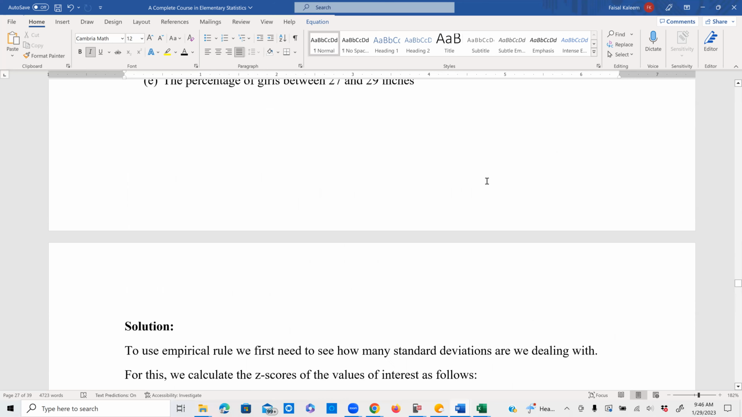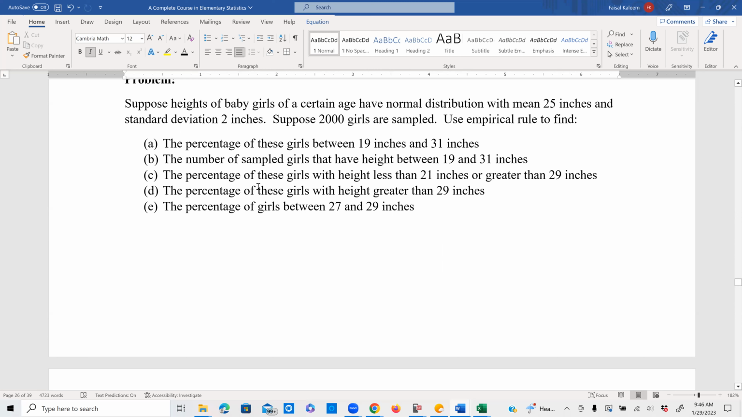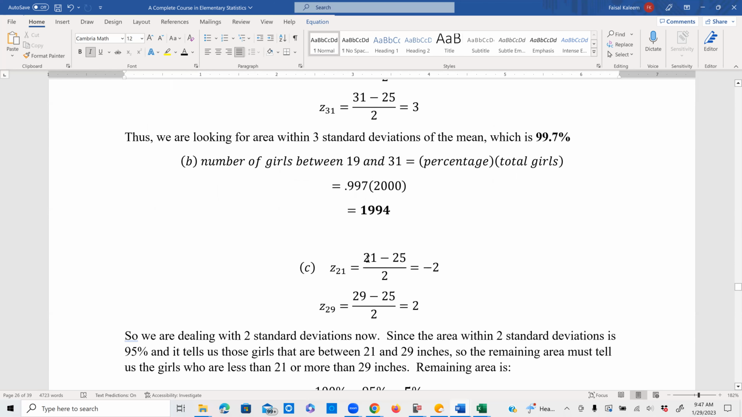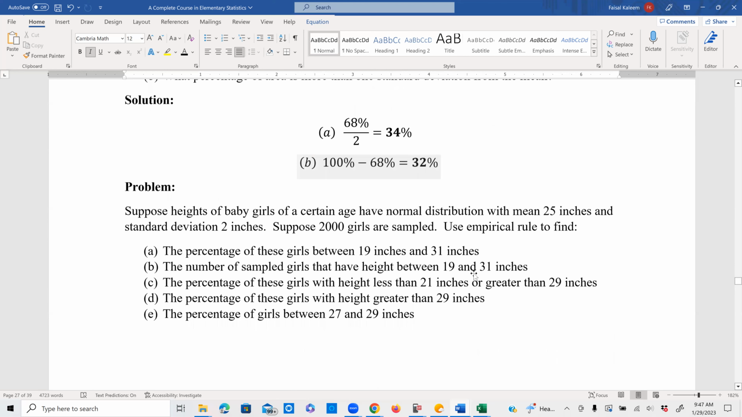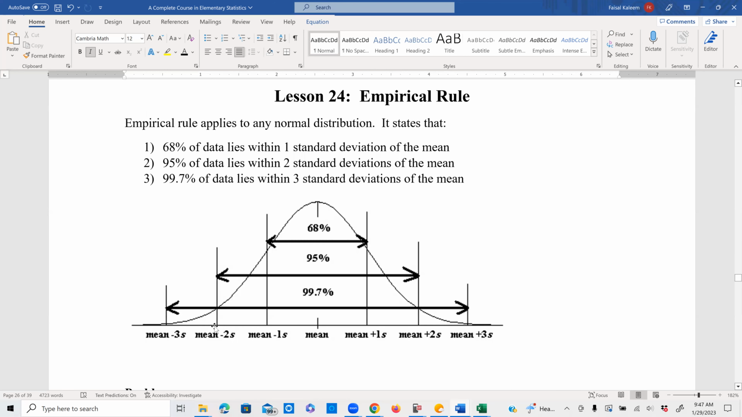In C, they ask the percentage of girls with height less than 21 or greater than 29. So you first change 21 and 29 into z-scores. The z of 21 is 21 minus the mean over standard deviation, that's -2, and z of 29 is 29 minus the mean over standard deviation, that's 2. So here we are talking between these two, within 2 standard deviations, where we have 95%. This is the mark on the left, and this is the mark on the right. So we have 95% whose heights are between these two.